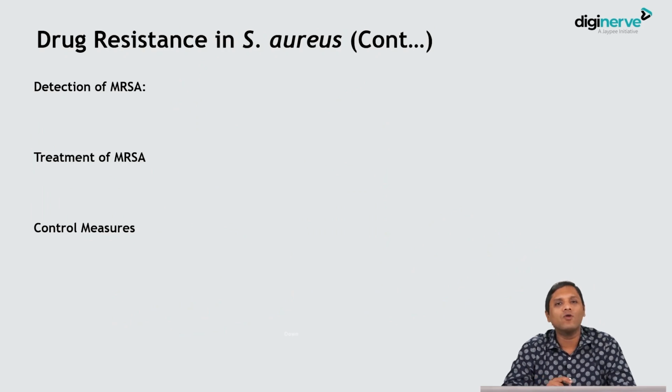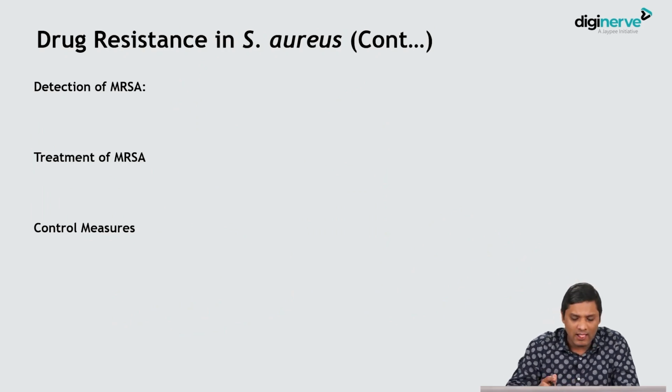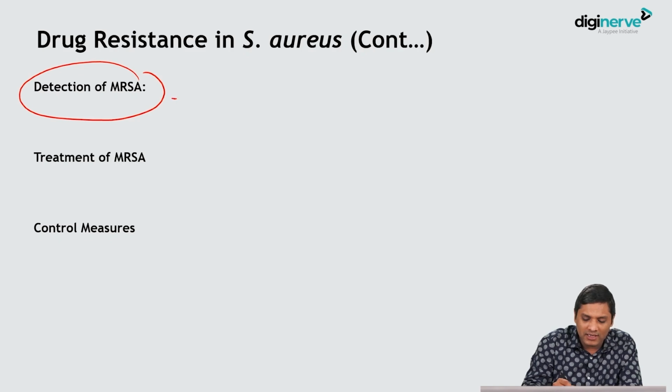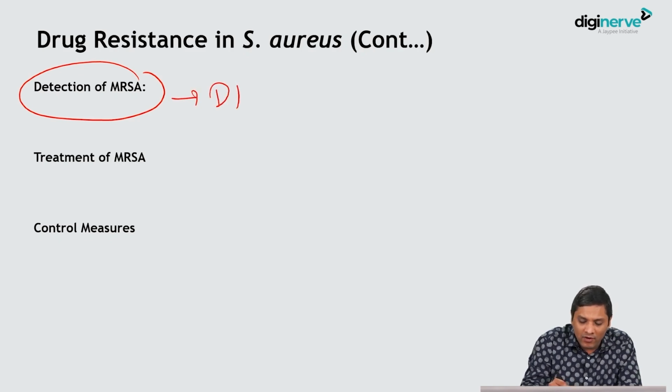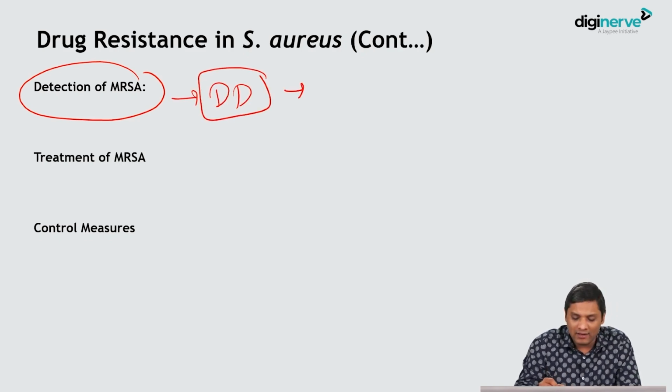Okay, so now we will see how you detect MRSA and how you treat it. The detection of MRSA is by performing a disc diffusion test, and a very important disc we use is called a cefoxitin disc.